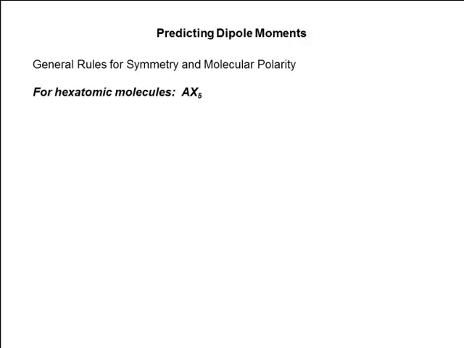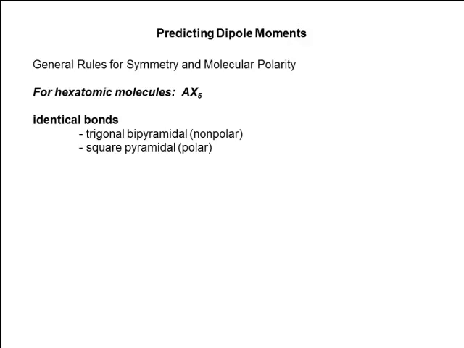All right, for hexatomic molecules, so 6 atoms. If you have identical bonds and you've got a trigonal bipyramidal shape, it's going to be nonpolar. If it's square pyramidal, it's going to be polar. All right, if one or more of the bonds is different, regardless of what it looks like, it's going to be polar.